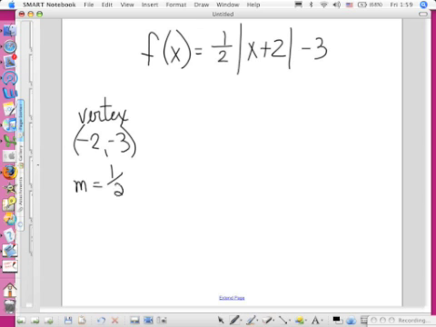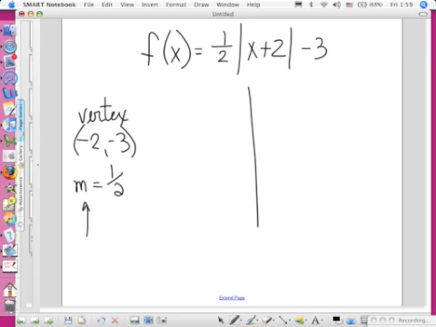Which direction is it opening, up or down? It's opening up because this is a plus number. We're moving up and out, we're not moving down and out, because the slope's 1 over 1. So it's opening up. The vertex is at -2, -3, and the slope is 1/2.